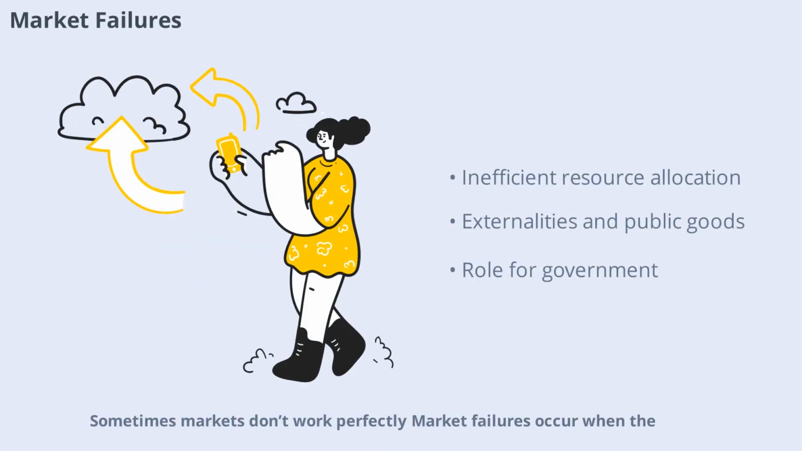Sometimes markets don't work perfectly. Market failures occur when the free market doesn't allocate resources efficiently. Common causes include externalities, public goods, and information asymmetry. When market failures happen, government intervention may be needed to correct the problem. Understanding market failures helps explain why policies like taxes, subsidies, or regulations are sometimes necessary.